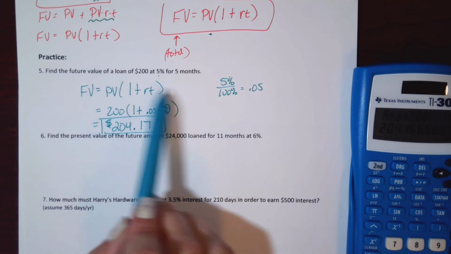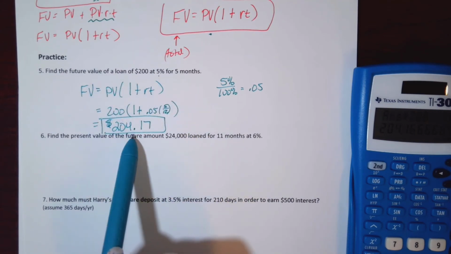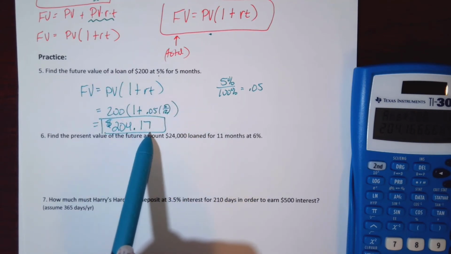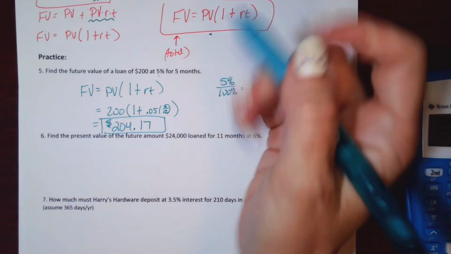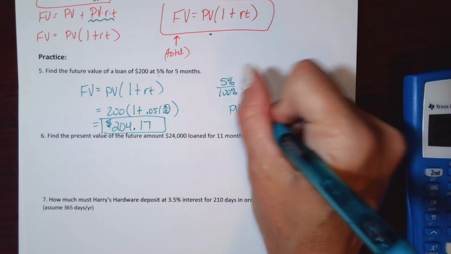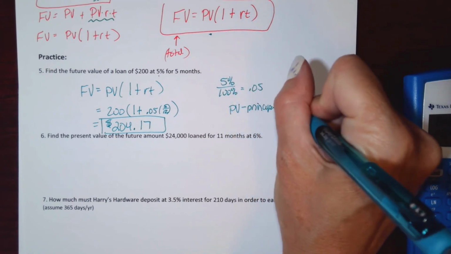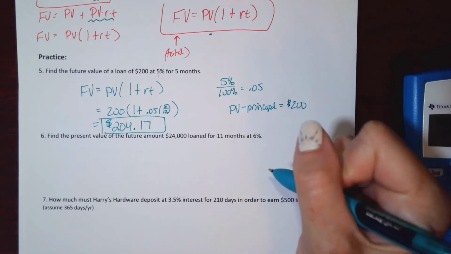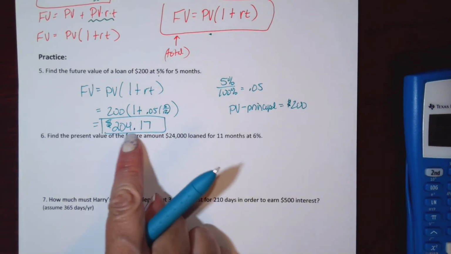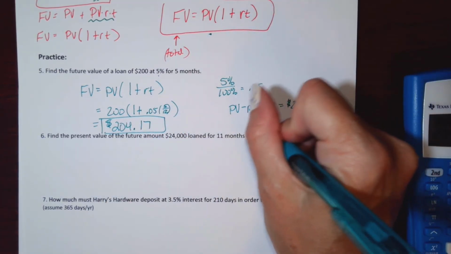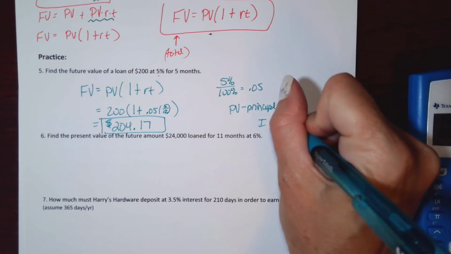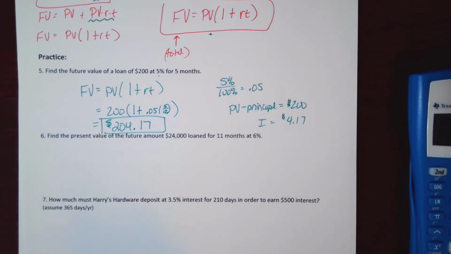This is how much will have to be paid back at the end of that 5 months, $204.17. Does that make sense? Well, we said that we borrowed the present value, or the principal, was $200. So if I need to pay back $204.17, that means my interest is $4.17 after 5 months. Yeah, that's fair. That makes sense.